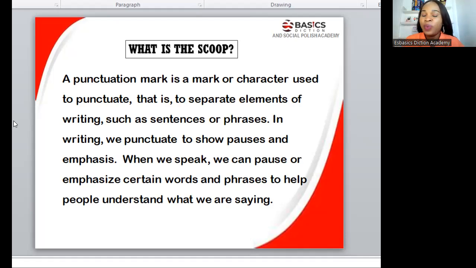What is a punctuation mark? A punctuation mark is a mark or character used to punctuate, that is, to separate elements of writing, such as sentences or phrases. In writing, we punctuate to show pauses and emphasis. When we speak, we can pause or emphasize certain words and phrases to help people understand what we are saying.